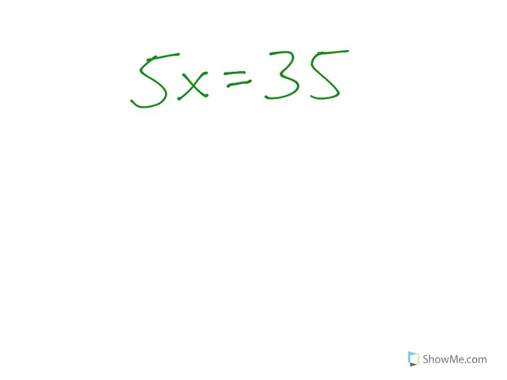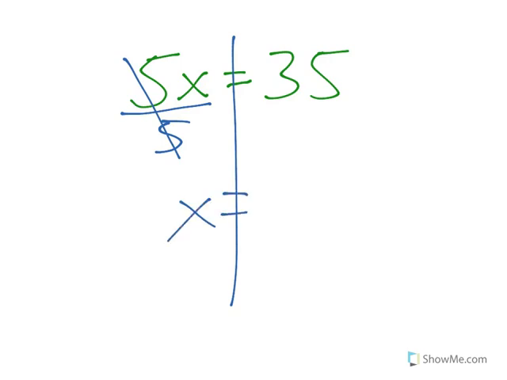I have this problem here. This time I'm multiplying 5 times x, so the opposite of multiplying by 5 is dividing by 5. Those will cancel out. I'll be left with x. Whatever I do to one side, I must do to the other. Divide by 5. 35 divided by 5 is 7.